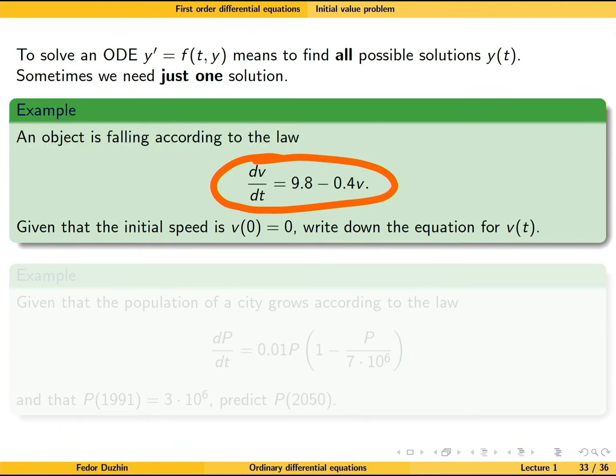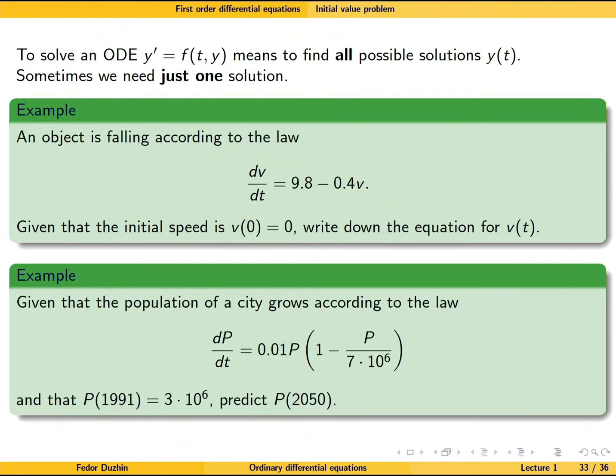And that's what is called an initial value problem, which means that we have the differential equation describing the process that is going on, and we have the initial condition. So we know the value of the unknown function only at a particular point, and then we need to find the value of the unknown function at all points, v of t.